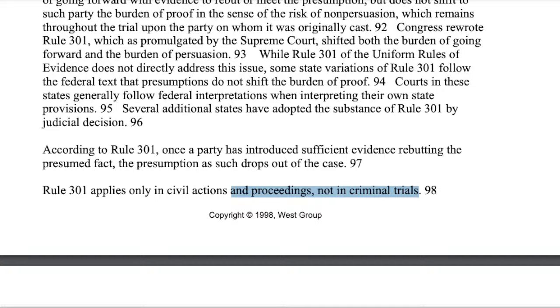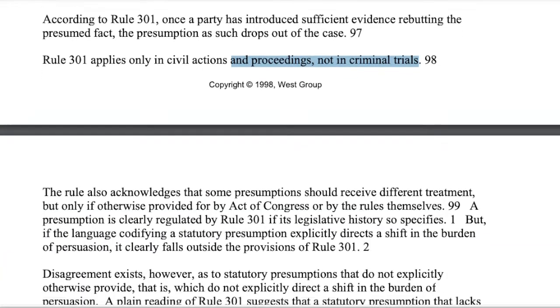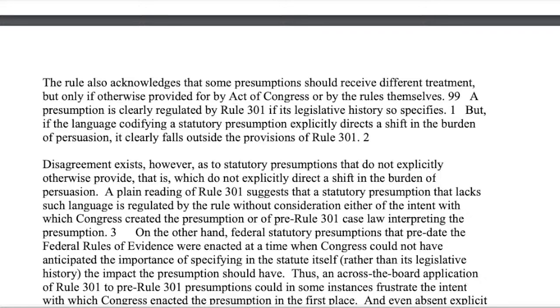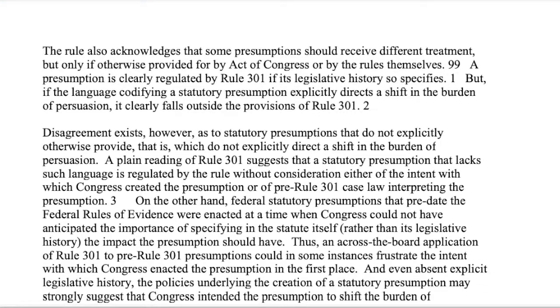As we are reading in the introduction, the probability theory applies mostly in civil actions, as the burden of proof is much higher for criminal. And then, of course, the conclusiveness of it. The rule also acknowledges that some presumptions should receive different treatment, but only if otherwise provided for by act of Congress or by the rules themselves.